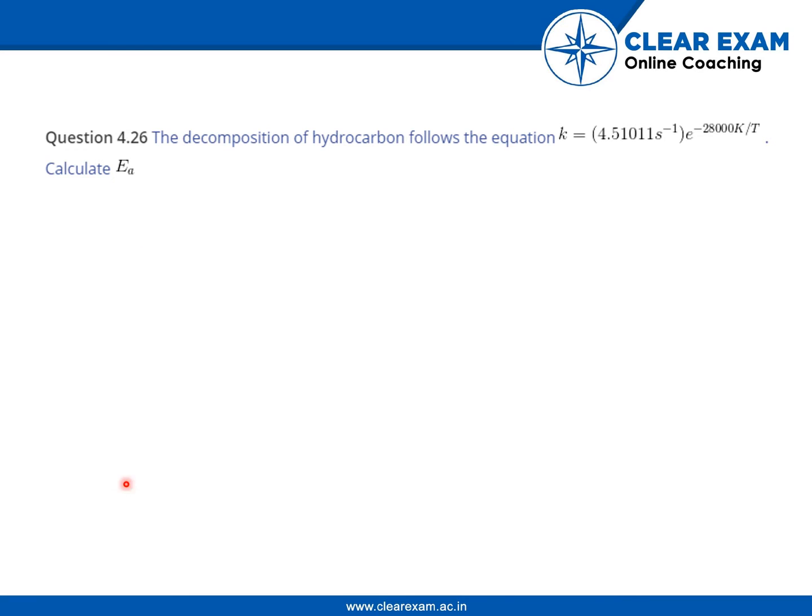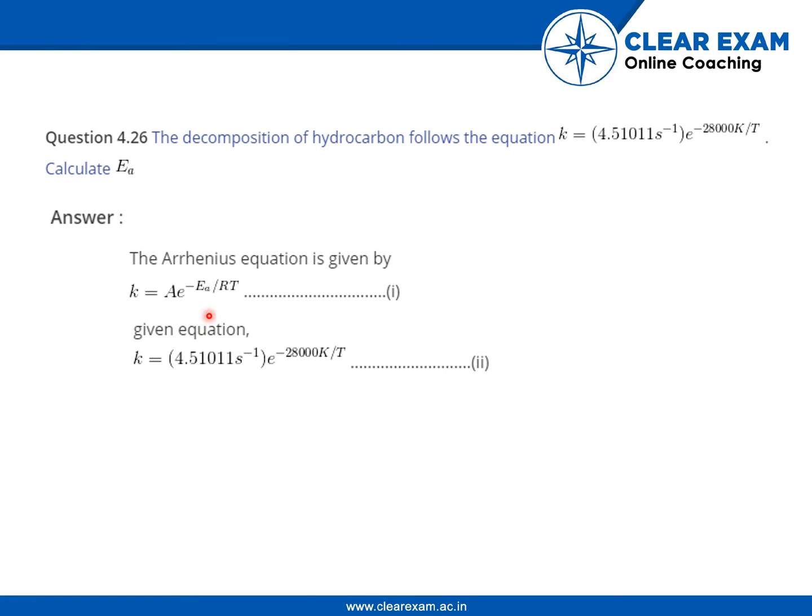Let me get to the answer first. In this, we just have to catch what form it is written in. It is basically the Arrhenius equation, written as k = A e^(−Ea/RT). It is given that k is equal to this entire equation.